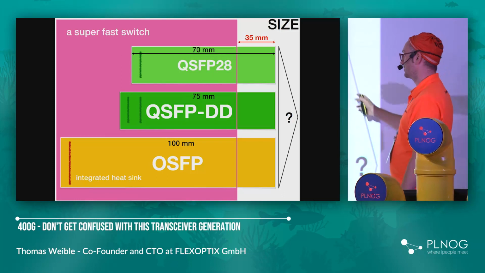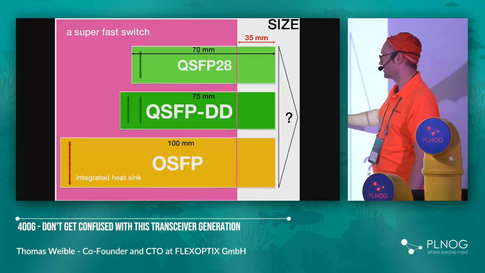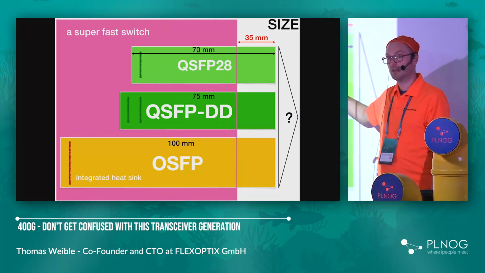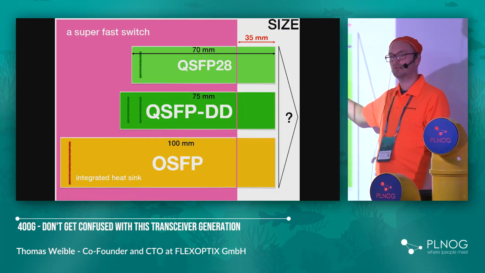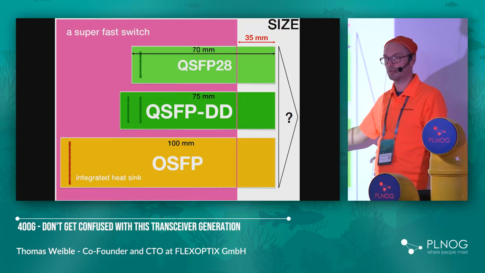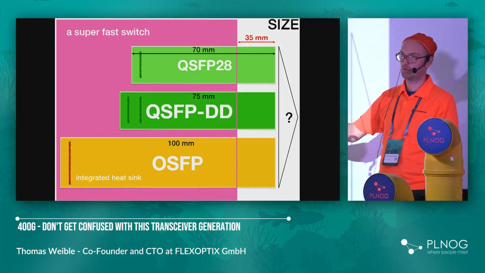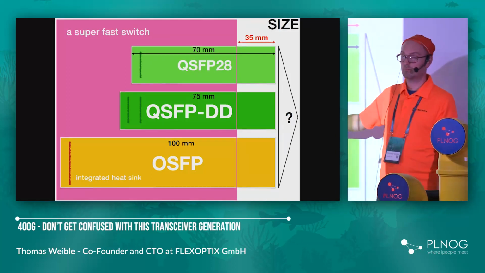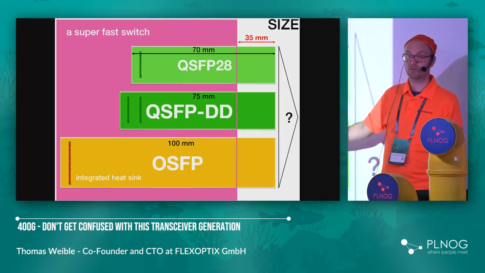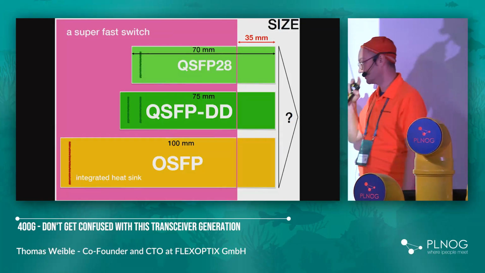The great thing about QSFP-DD is it's a further development of the QSFP-28, and the QSFP-DD socket is backward compatible to the QSFP-28. So when you have a switch with a 400 gig port having a QSFP-DD, DD stands for double density, you can plug a QSFP-28 into that QSFP-DD port. How is this made?